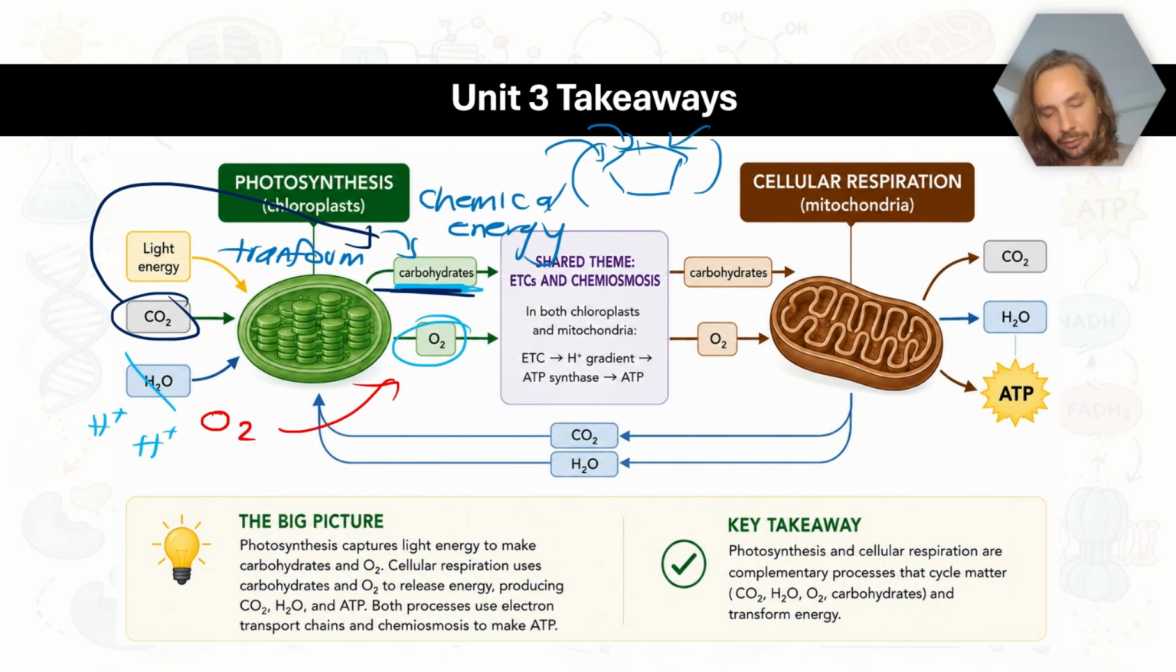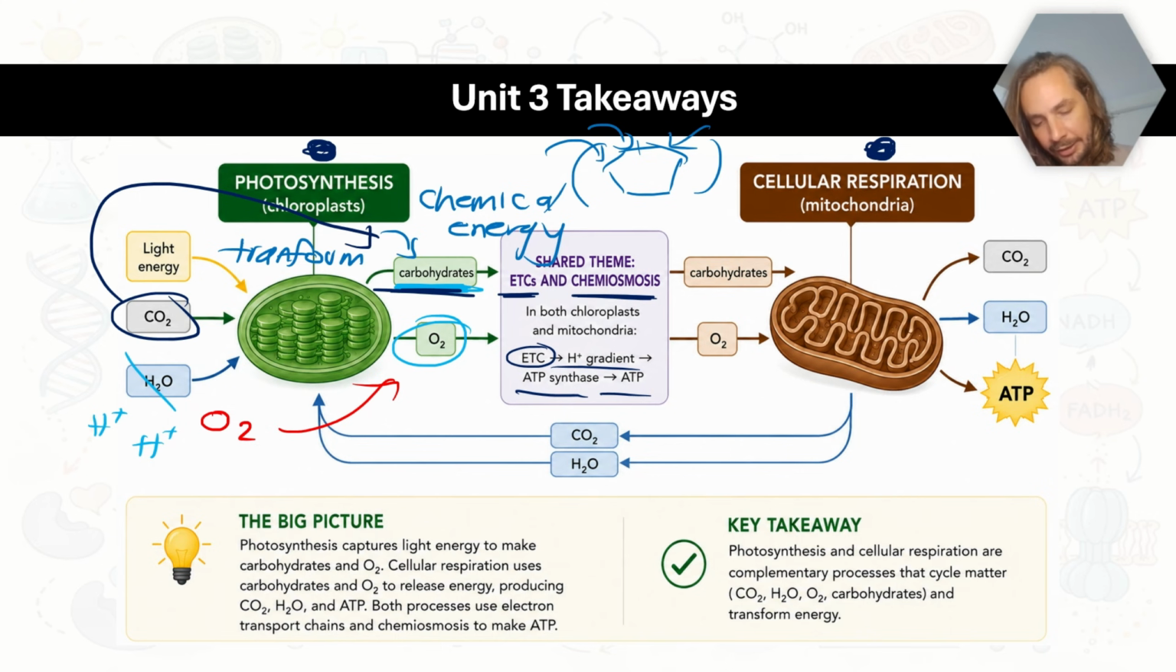Both photosynthesis and cellular respiration have electron transport chains and chemiosmosis. The electron transport chain creates a proton gradient, and this proton gradient is used by ATP synthase to create ATP.